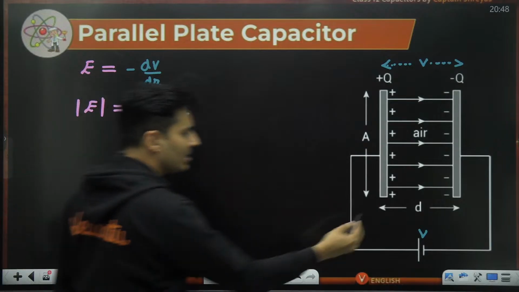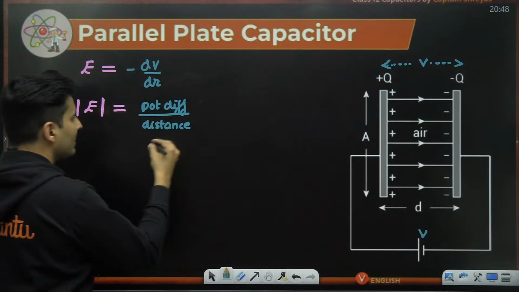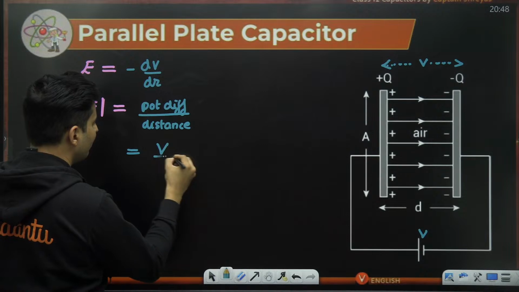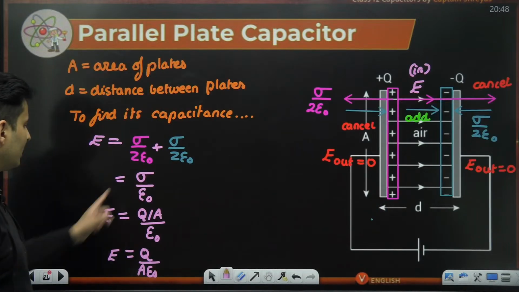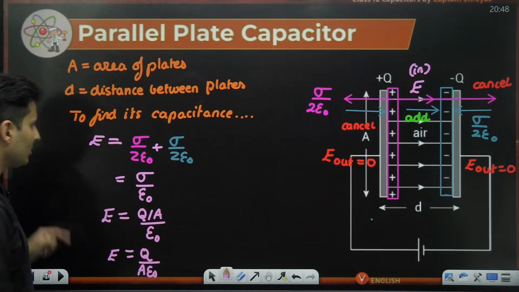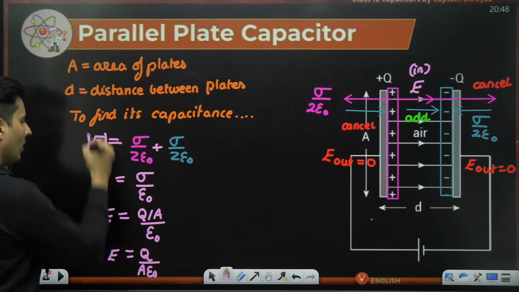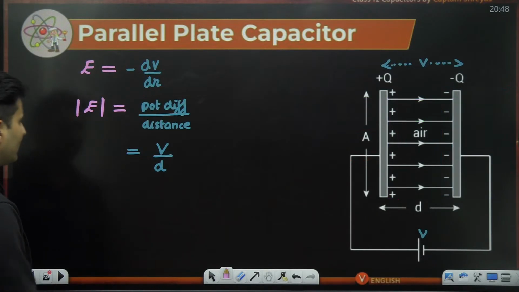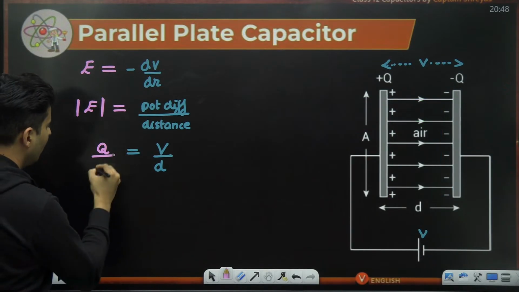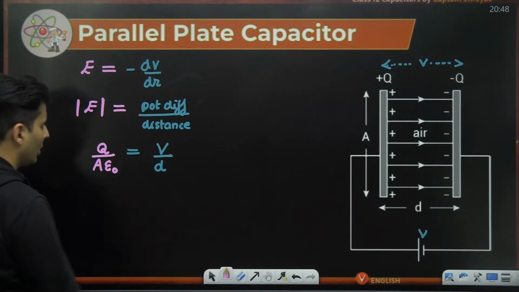And what is the distance between these 2 points? It is nothing but d. So it is V by d, and this electric field magnitude, we just got it over here. So this was the net magnitude of the field, whatever we have got. So this magnitude is Q by A epsilon naught. So this is Q divided by A epsilon naught.